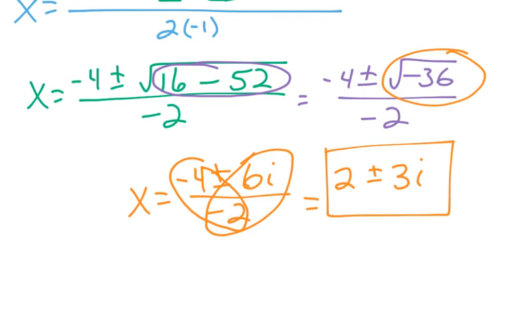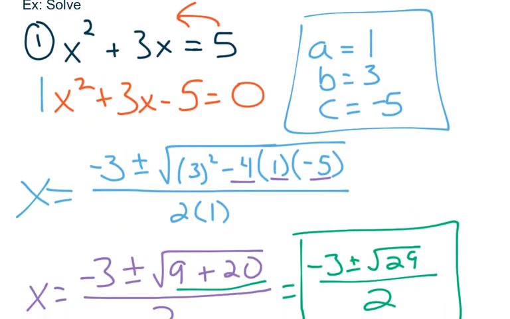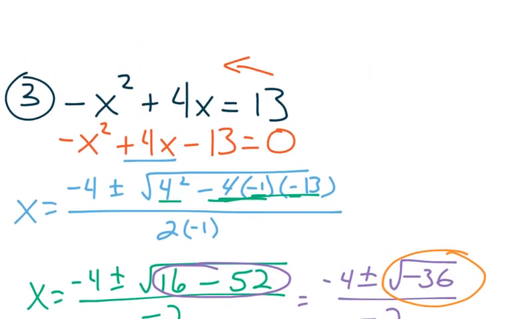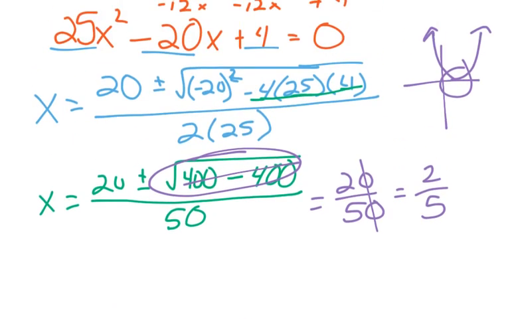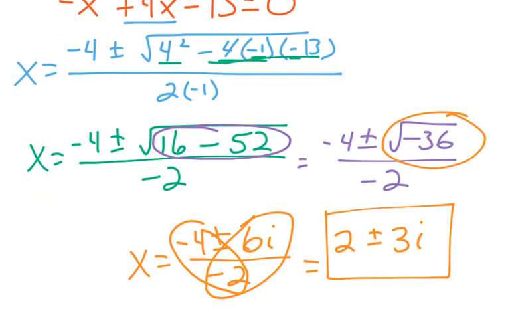Now, what I want to draw your attention to is the 3 different types of problems. In problem number 1, we had 2 different answers. We had 2 real answers, negative 3 plus or minus the square root of 29 all over 2, which is 2 answers. It's negative 3 plus and then negative 3 minus. Okay, in the second example, we only had 1 answer. Okay, and then in the third equation, we had technically no real answers. We had 2 imaginary answers. So then the question becomes, well, how do you know which one is going to happen?